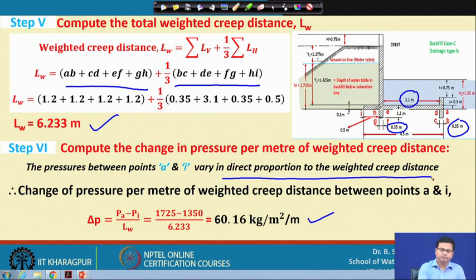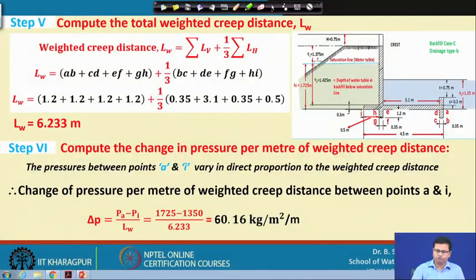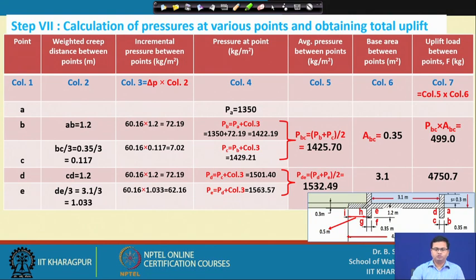Okay. Now, we will go for our next calculation. So, this shows how the pressure varies in between the points B to H, and then how to get the total uplift pressure. So, first try to understand this table. The first column shows the points A, B, C, D, E, F, G, H and I. The second column shows the weighted creep distance between points. So, these are the lengths.